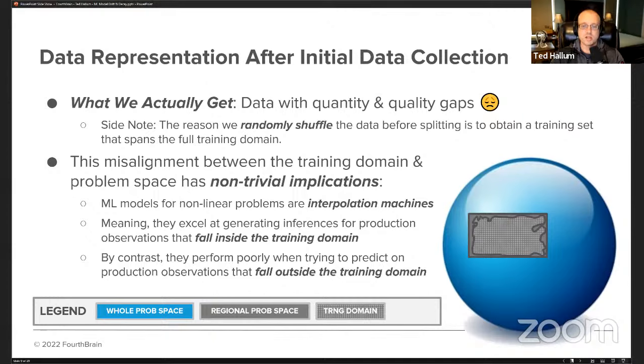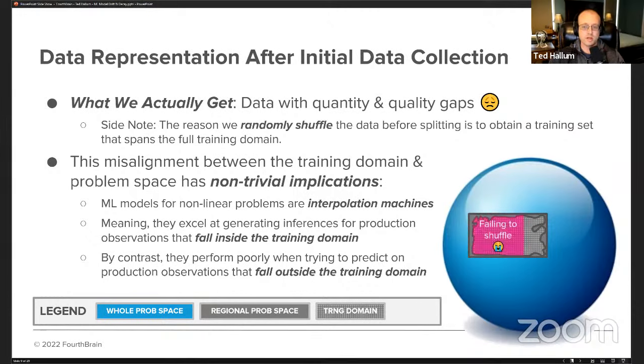But nonlinear modeling approaches are always interpolation machines, meaning that within their training domain, they can produce good predictions generally. However, outside their training domain, so out in the part of the problem space that's still dark gray, that doesn't have training domain coverage, they do not do well. They produce very unreliable predictions.